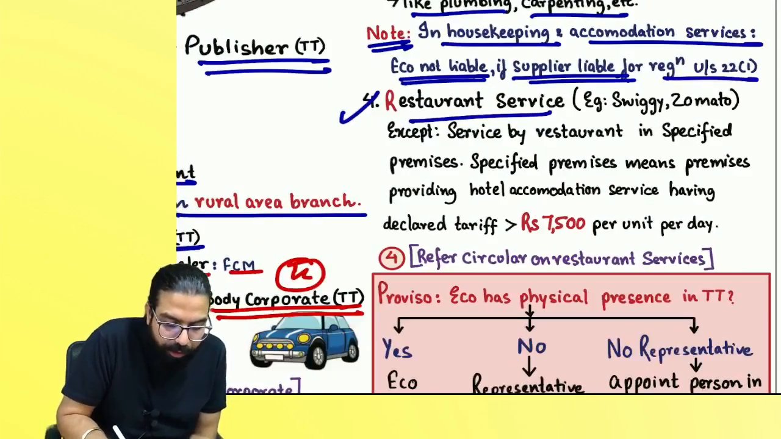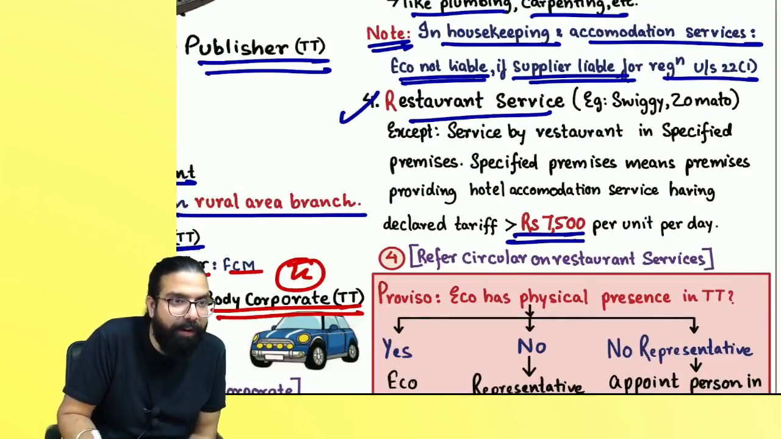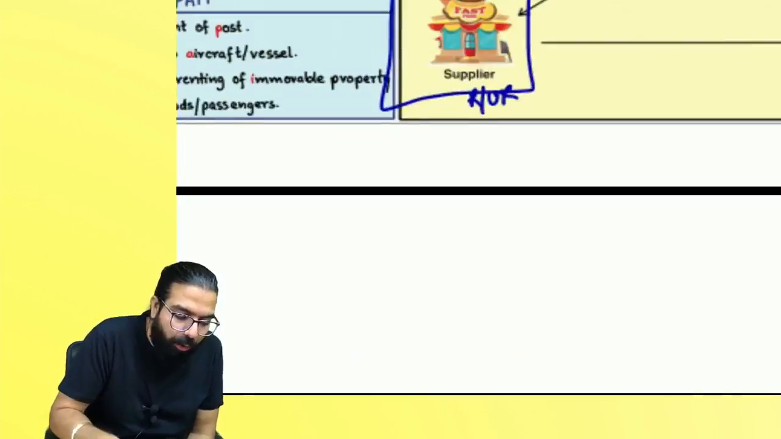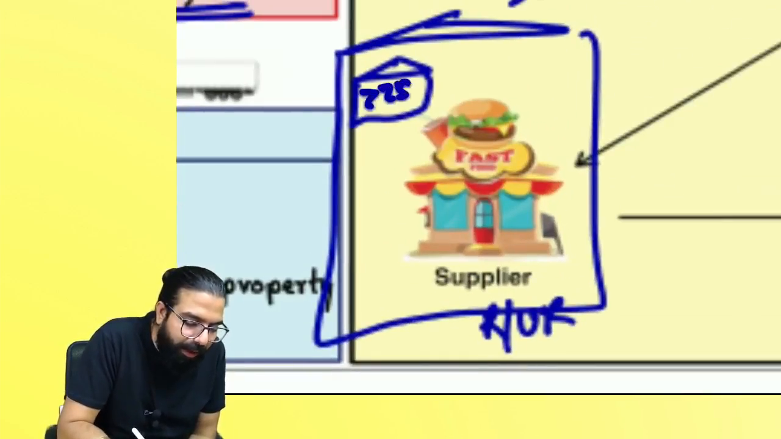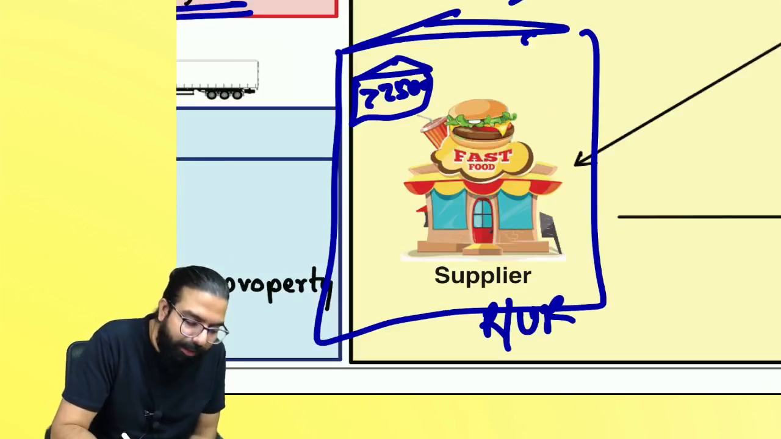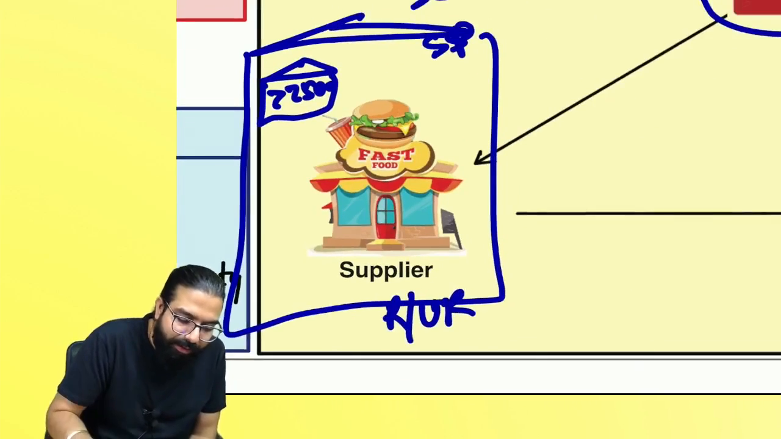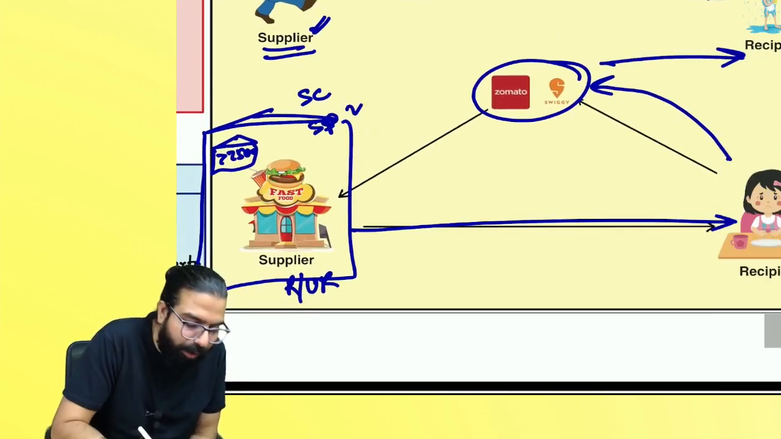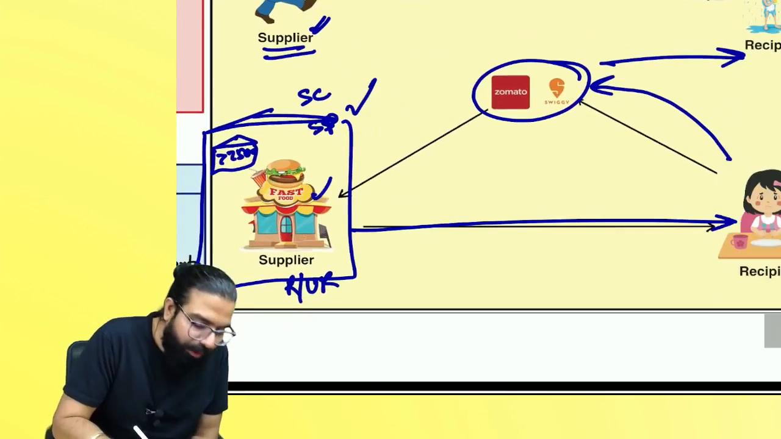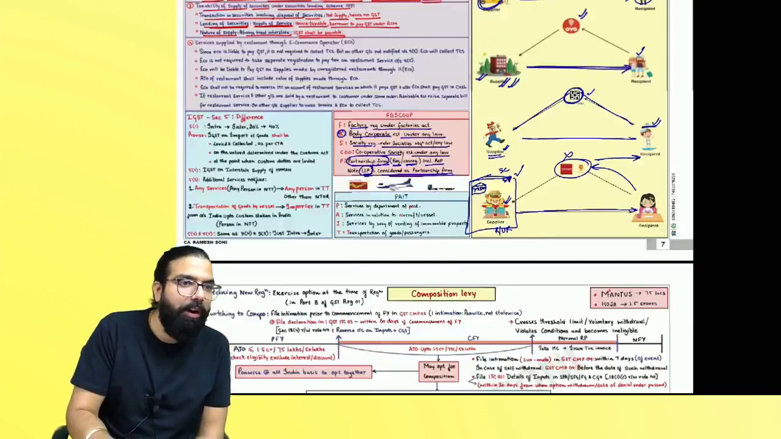7,500. See, if the room rent is how much? 7,500 per unit. It is not equal to, it is more than what, everyone? If it is more than 7,500 for any room rent, then this becomes a specified premises. And in this scenario, when the food is being provided through a specified premise, who will be liable? The restaurant only will be liable. The e-commerce operator will not be liable.